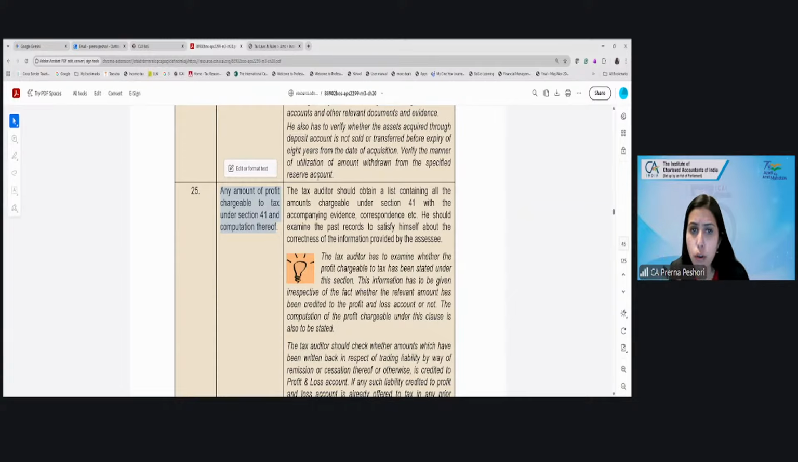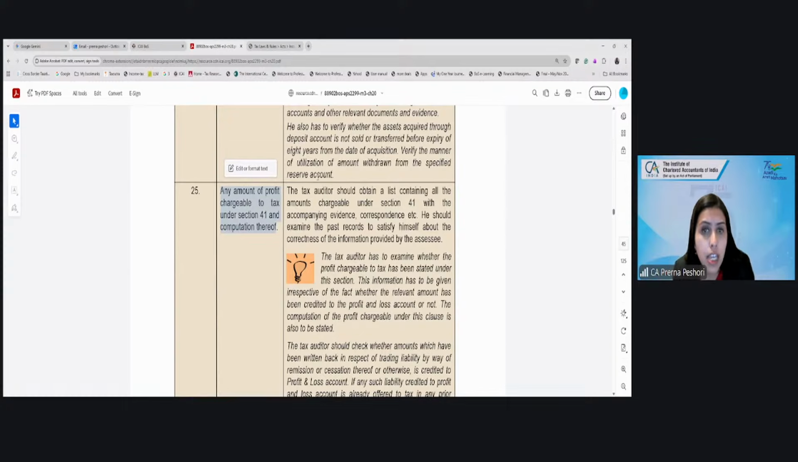So the auditor should obtain a list of all the amounts chargeable under 41 with the corresponding evidences. He should satisfy himself, looking at the past records, that there was a deduction claim and now there is a profit chargeable to tax. So you need to check whether these amounts have been written back in respect of trading liability. So that is what you have to report under this particular clause in respect of section 41.